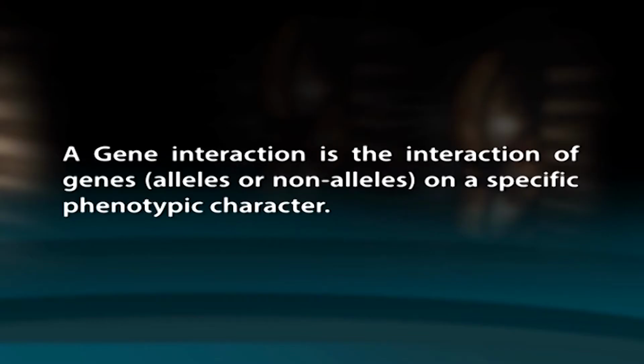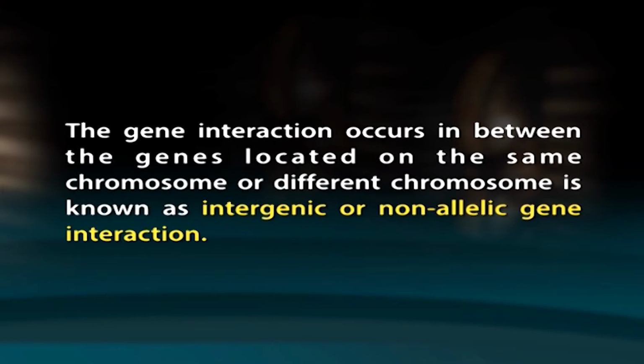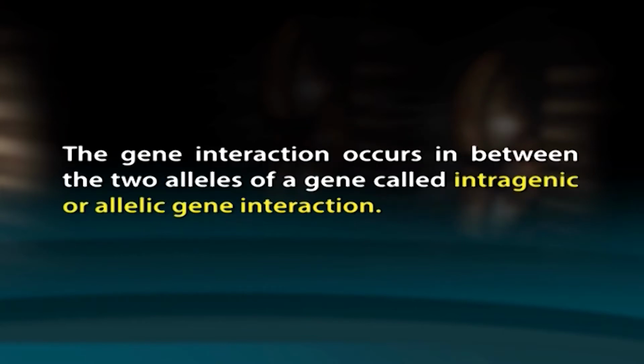A gene interaction is the interaction of genes on a specific phenotypic character. The gene interaction occurring between genes located on the same chromosome or different chromosomes is known as intergenic or non-allelic gene interaction. The gene interaction occurring between the two alleles of a gene is called intragenic or allelic gene interaction. A new phenotype is produced in intergenic interaction.